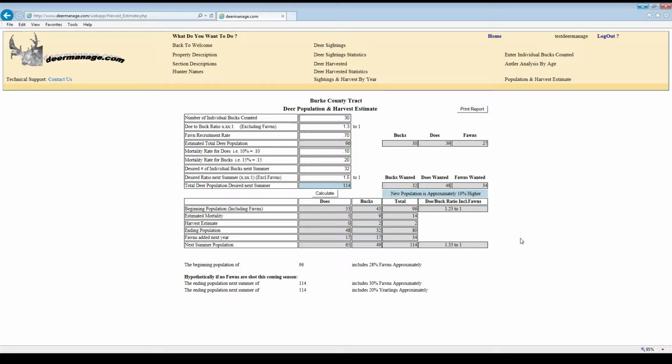High fenced properties have a big advantage over us unfenced properties in that they don't have deer coming and going from their property. With a good trail camera survey, they can keep a good handle on their deer population and deer harvest by keeping some records and using this formula.